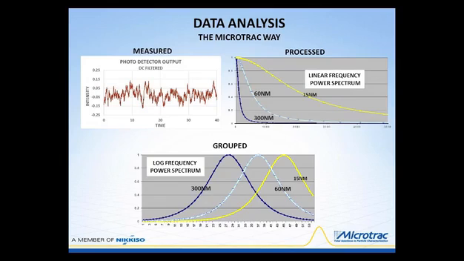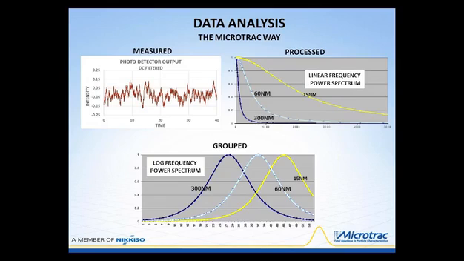So the first process that we go through is to convert the noise signal into a power spectrum. In other words, measure the frequency content of that noise signal and create a power spectrum, which is shown on the right. That has the characteristic of what's called a Lorentzian function as a function of frequency.